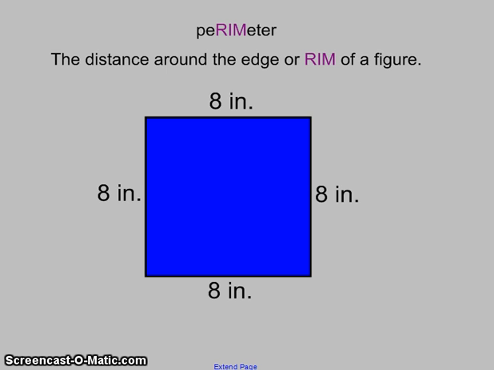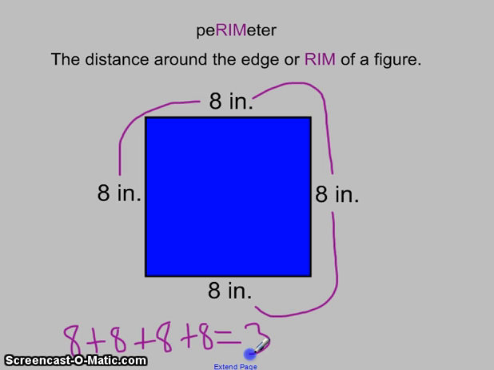The first step in finding the perimeter of a shape is to measure the distance around the edge or the rim of the object. In this example, we have a square. All four sides are 8 inches. So to calculate the perimeter, you would measure around the outside. You would add them up. 8 plus 8 plus 8 plus 8. So the distance around this square is 32 inches. Always be sure to label your answer so that it's clear what unit you measured in.